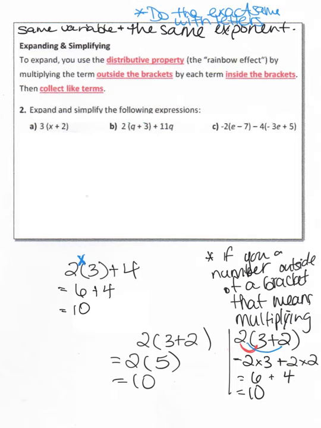In order to do that, you're just going to take the number or the term, the number or the letter that's outside of the bracket and multiply it by everything that's inside the bracket.